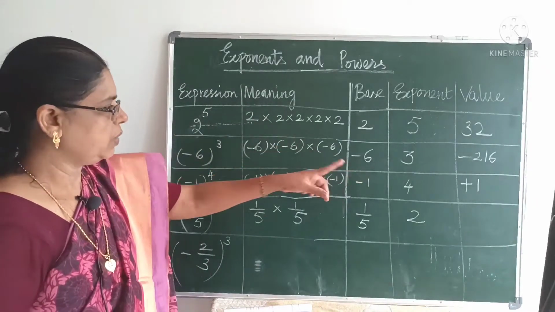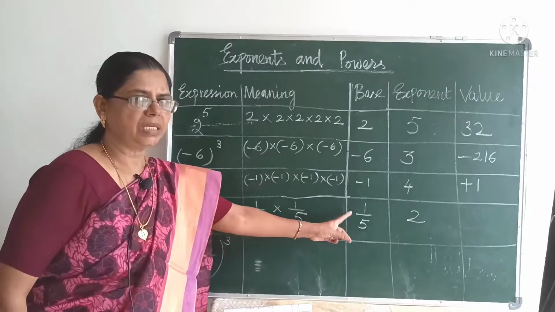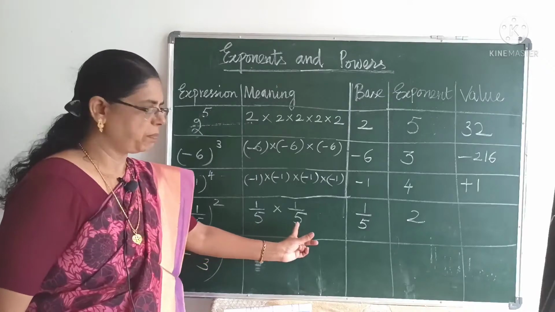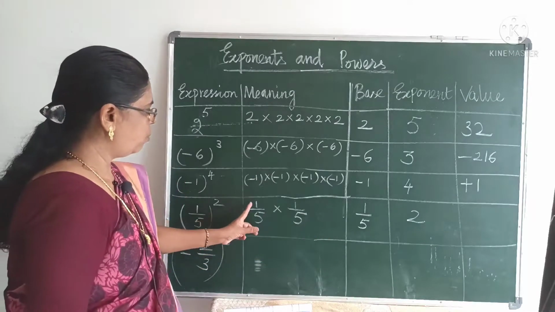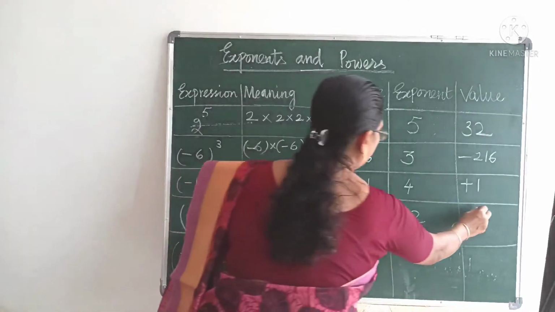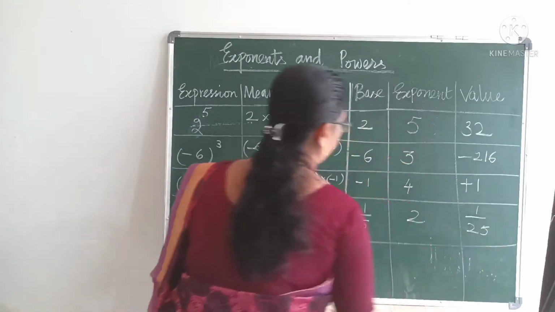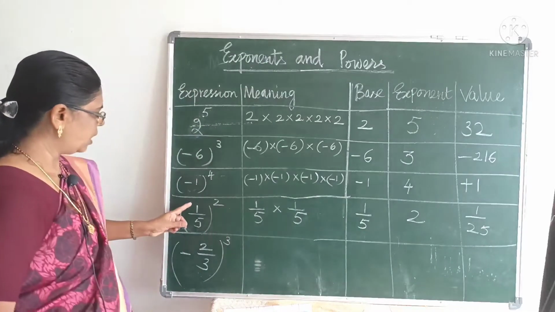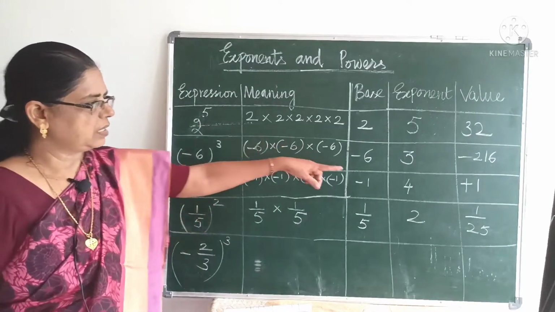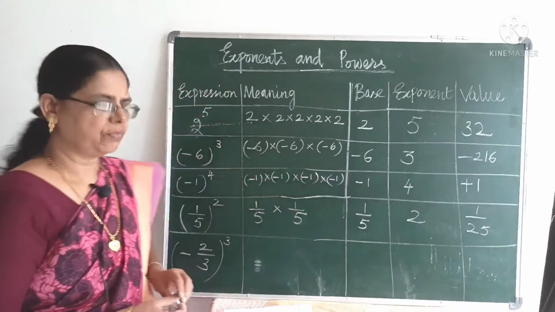Find out the value. First multiply the numerators and then multiply the denominators. 1 into 1 is 1. 5 into 5 is 25. So what is the value of 1 upon 5 square? It is 1 upon 25.